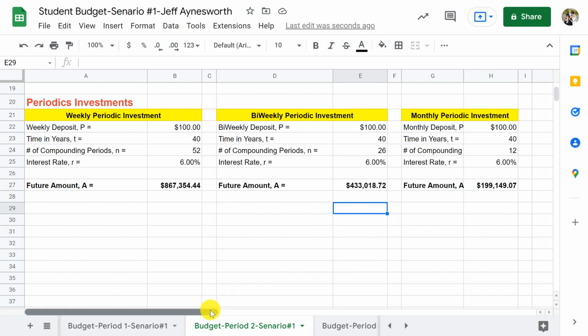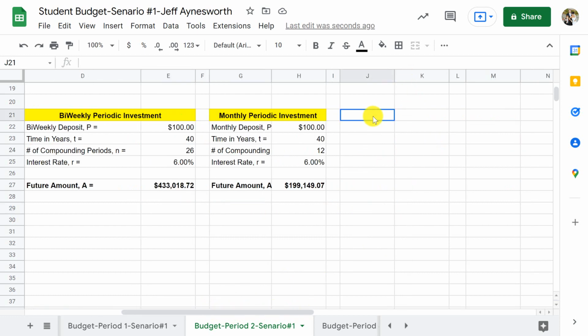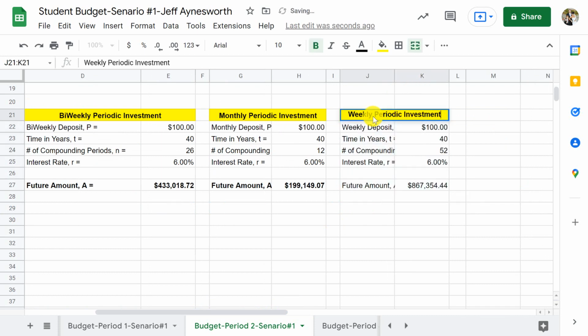And the last way that people deposit is called quarterly. So go over here and paste it in again, and let's do a quarterly deposit. People do that sometimes because they get certain earnings, and so they deposit quarterly based upon their earnings. So quarterly. How many quarters per year? There's 4 quarters per year. Okay, so let's do a quarterly deposit.